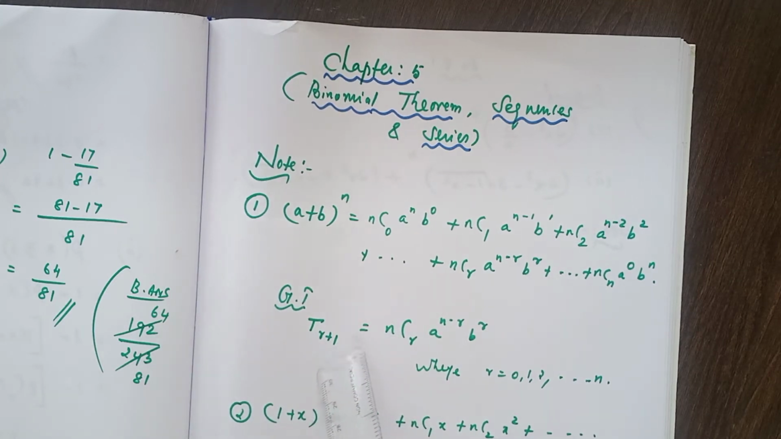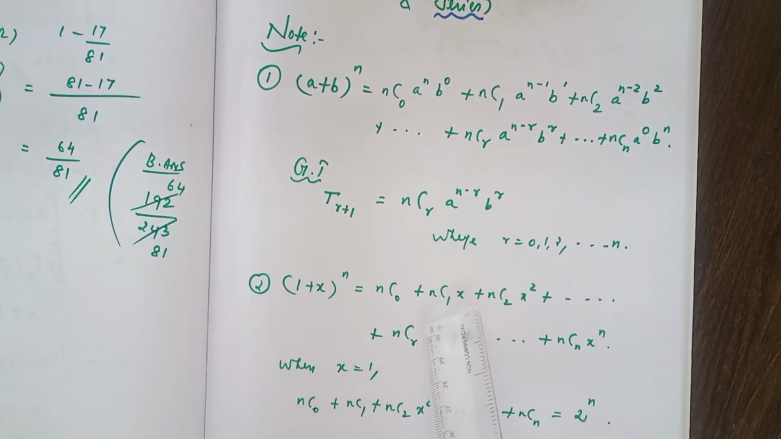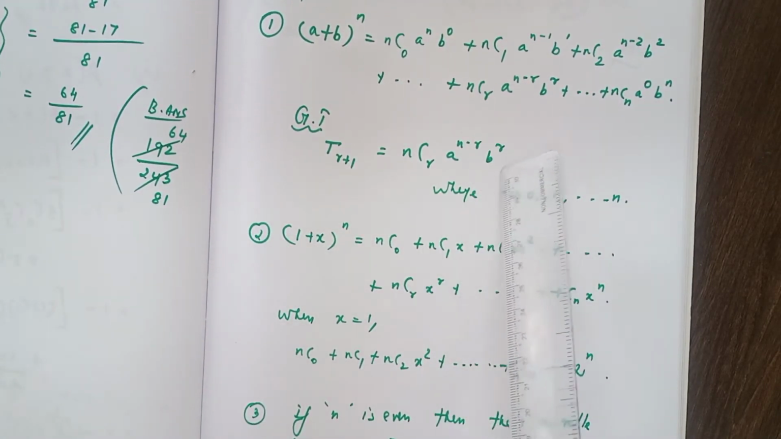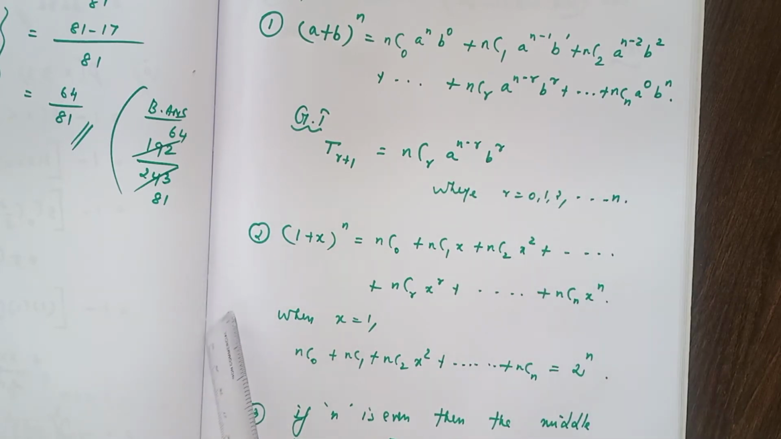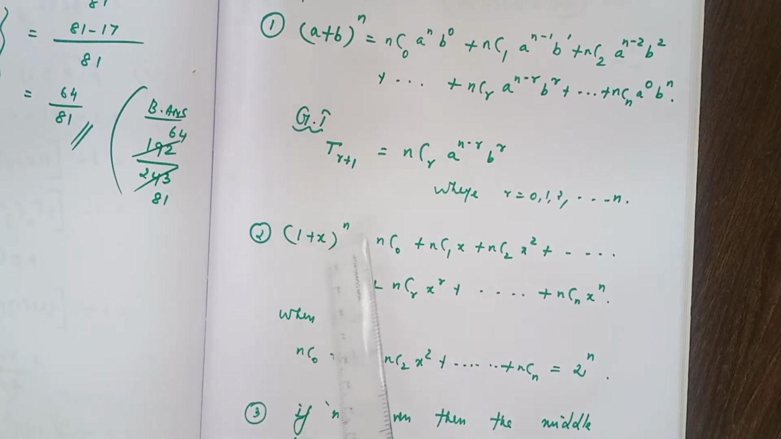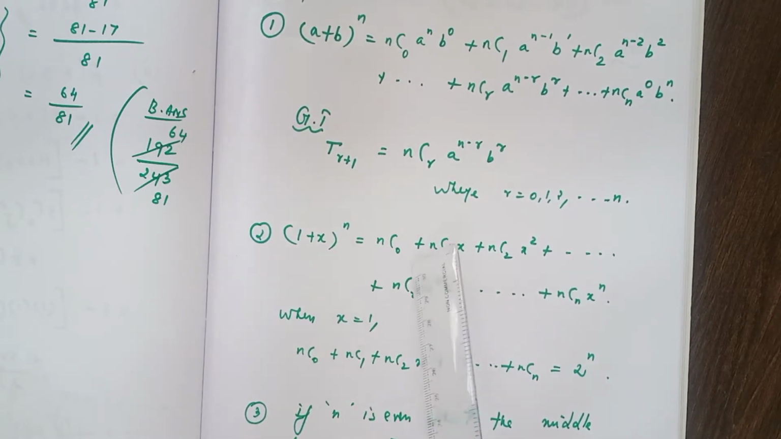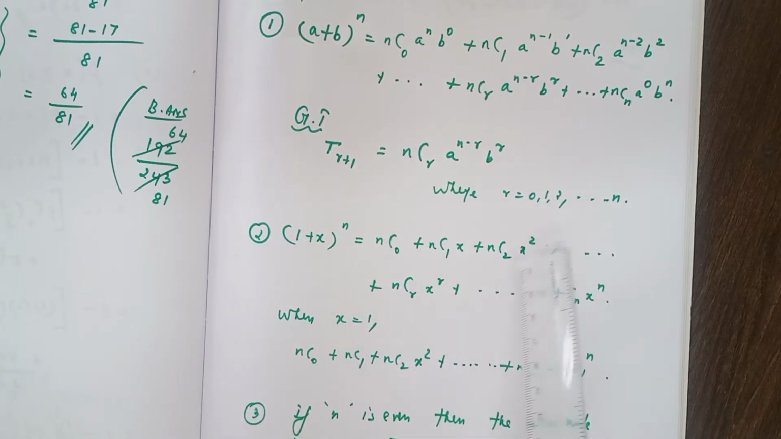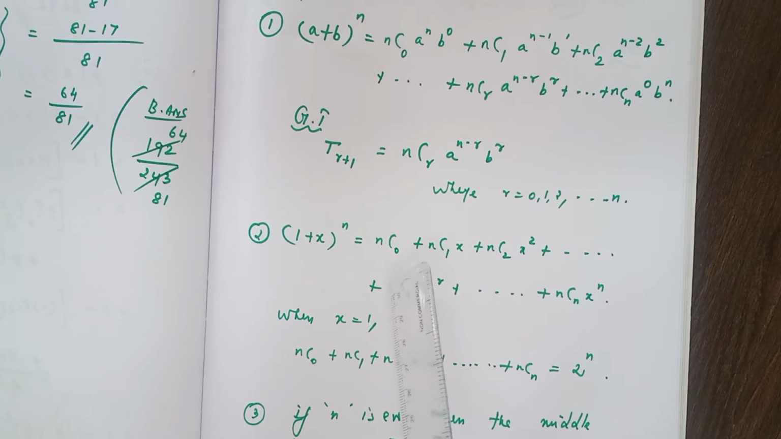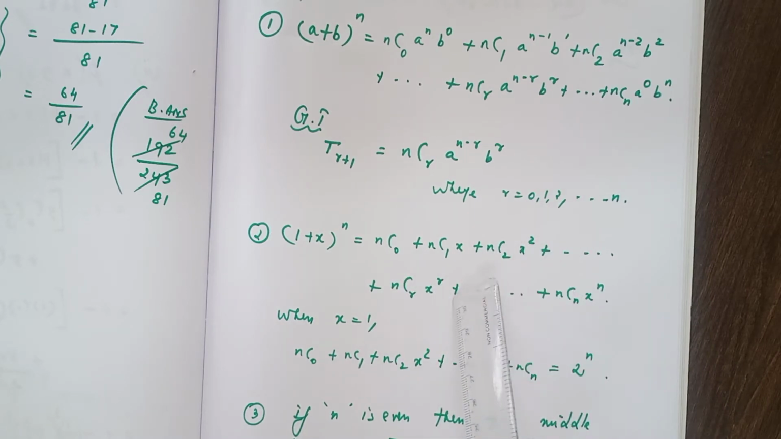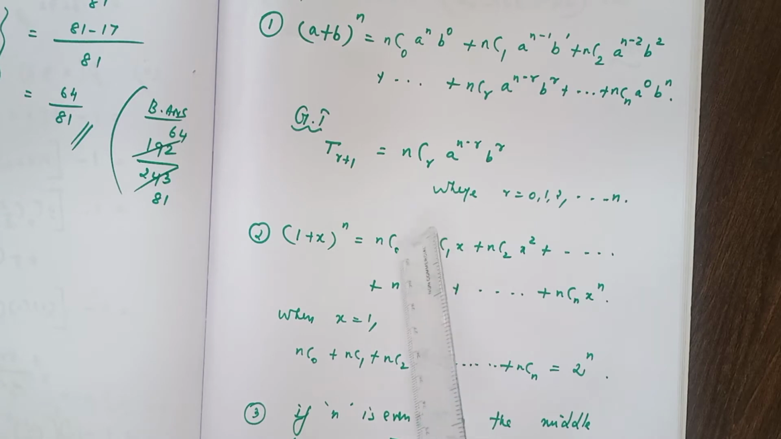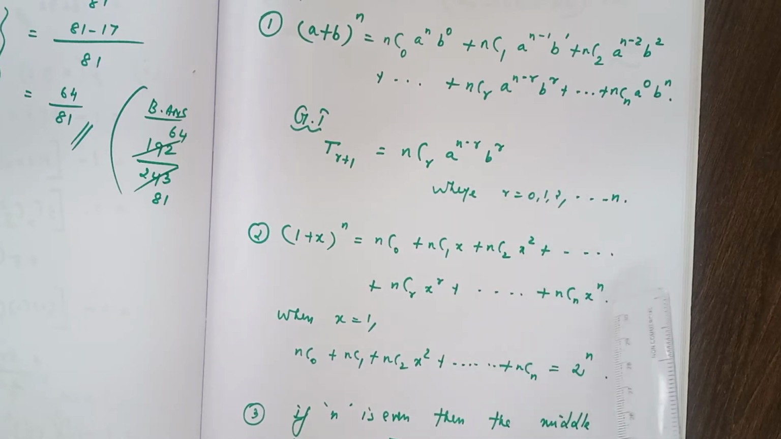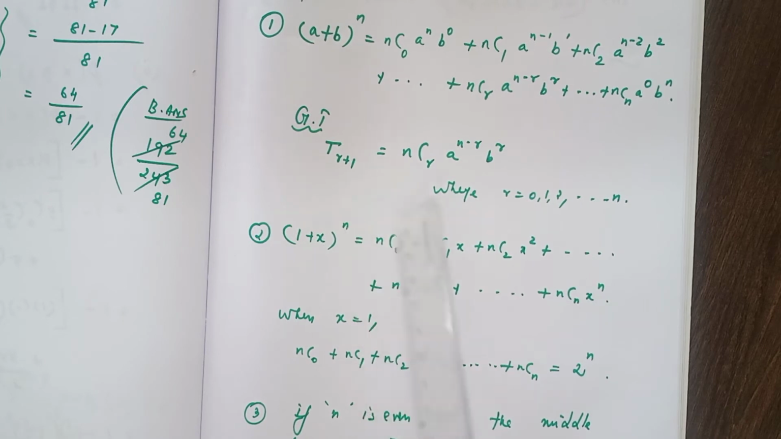Here the general term t(r plus 1) is equal to nCr into a power n minus r into b power r, where r is equal to 0 to n. Then the particular expansion of (1 plus x) power n is nC0 plus nC1 into x plus nC2 into x squared. It is going on, nCr into x power r, at the last nCn into x power n. In this formula, if you replace x by 1, you will be getting nC0 plus nC1 plus nC2 etc. up to nCn, that is equal to 1 plus 1 is 2, 2 power n.